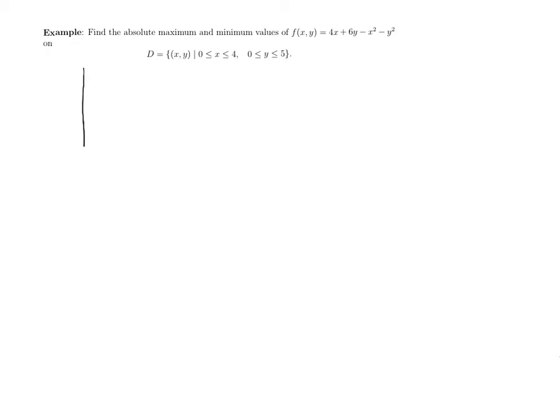So in terms of the region D, what is being described tells us we have all points of the form x comma y, so points in the xy plane, where the x values go from 0 to 4, and the y values go from 0 to 5. So 0 to 4 in the x direction, 0 to 5 in the y direction. So what is being described is a rectangular region. And the observation that I want to make is D is closed and bounded.